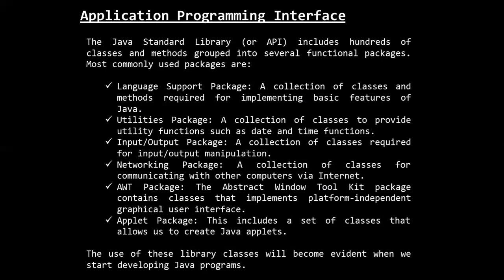Input/output package, a collection of classes required for input/output manipulation. Networking package, a collection of classes for communicating with other computers via Internet. AWT package, the Abstract Window Toolkit package contains classes that implement platform-independent graphical user interface. Applet package, this includes a set of classes that allows us to create Java applets. The use of these library classes will become evident when we start developing Java programs.